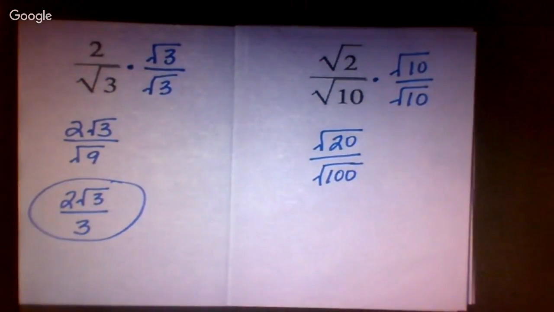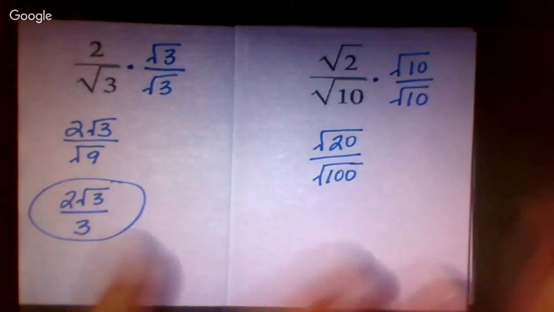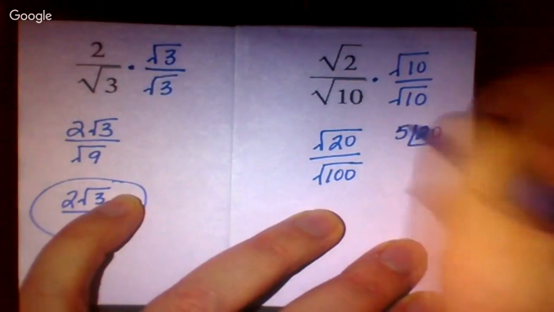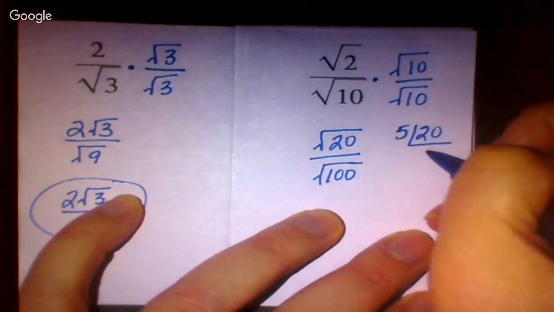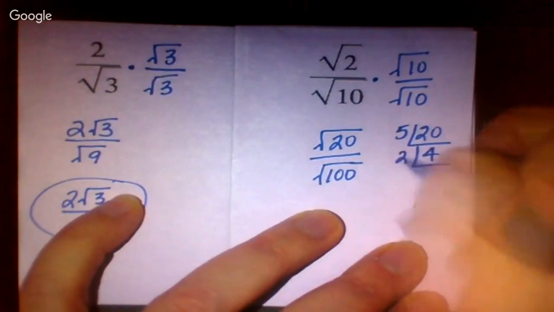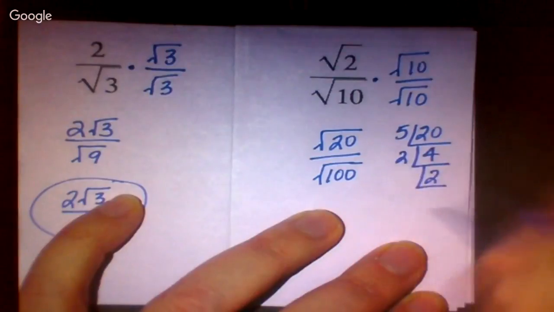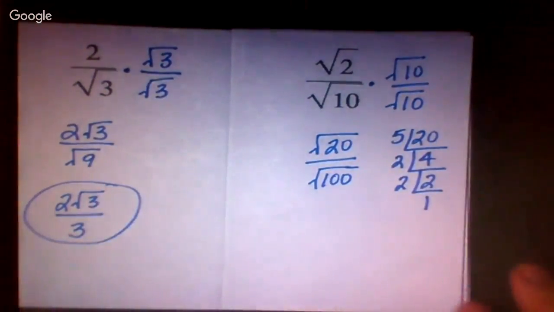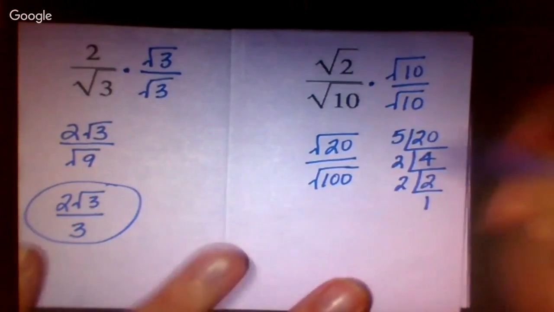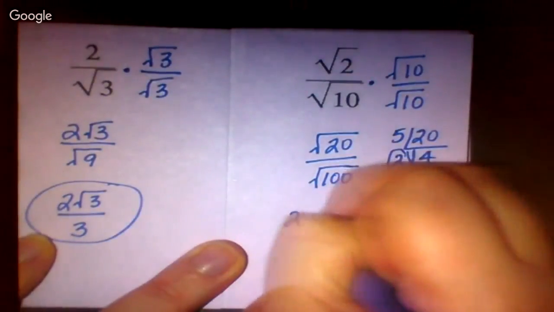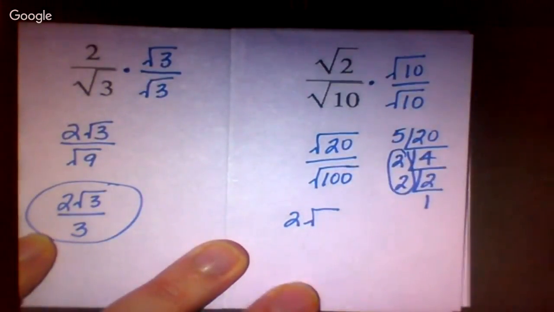Okay, this time, your top is going to simplify. What does 20 break down into? 5 and 4. 4 breaks down into 2 and 2, and 2 breaks down into 2 and 1. Okay, what am I circling in? The 2's. So I've got a pair of 2's. The 2 comes out front. What's left underneath the square root? 5.